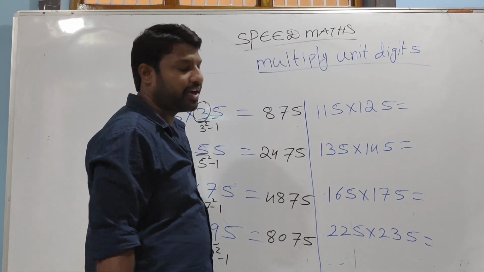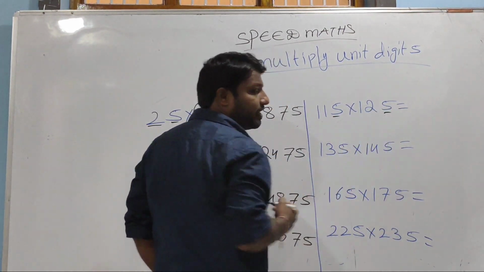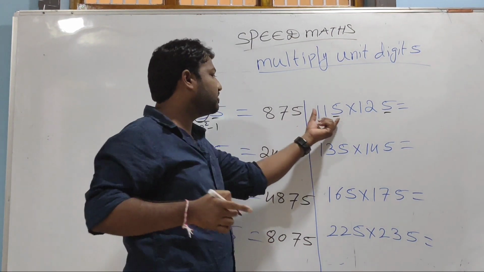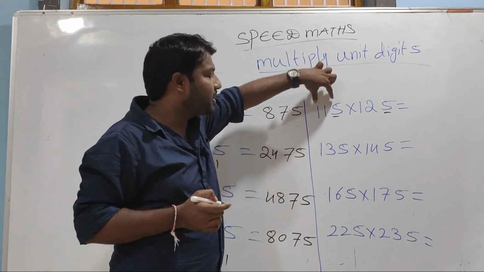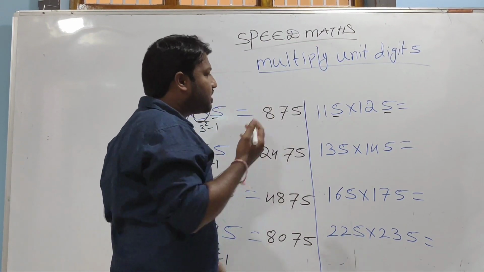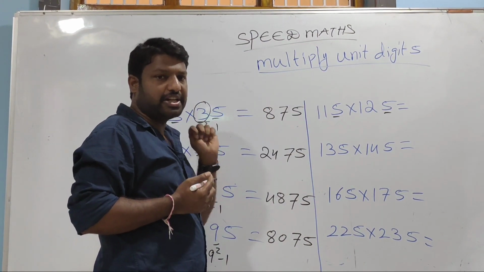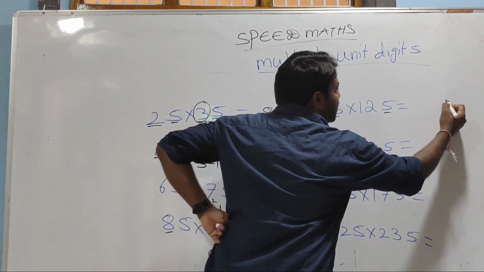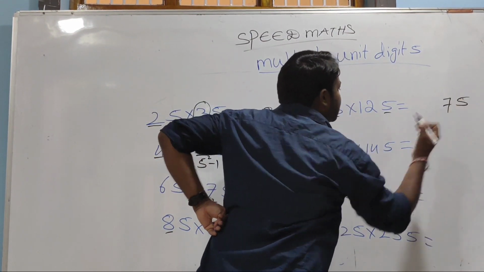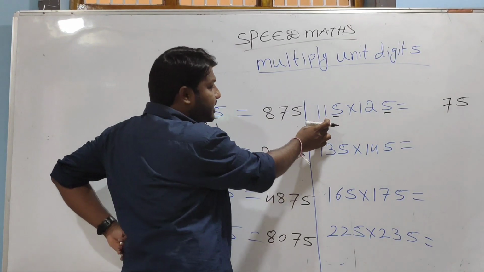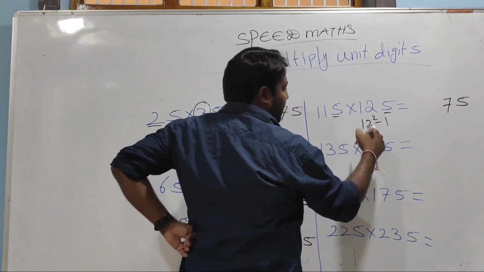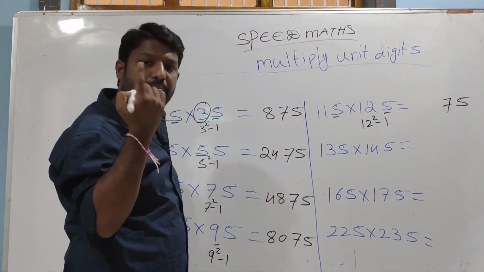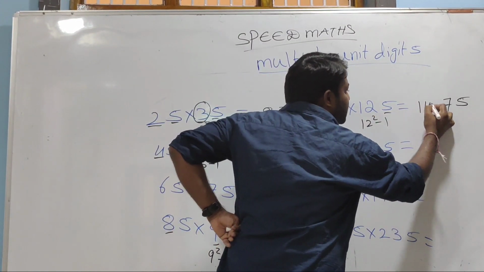Now see, 115 into 125. Look at the last digit here, 5. Next, the difference of these two numbers, 115 and 125, is 10. 125 minus 115 is 10. If the last digit is 5 and the difference is 10, then the condition is satisfied. Directly, what you will write is the last two digits as 75. Then look for the larger number. Here 11 is there, here 12 is there. So I will square 12. 12 square minus 1. 12 square is 144, minus 1, that is 143.